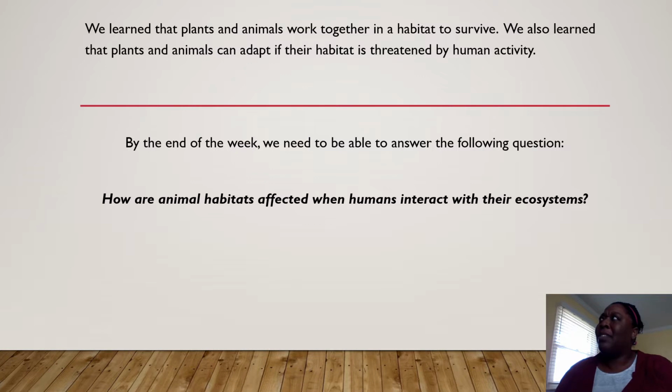What? I thought we were talking about habitats. Where did this word ecosystem come from?